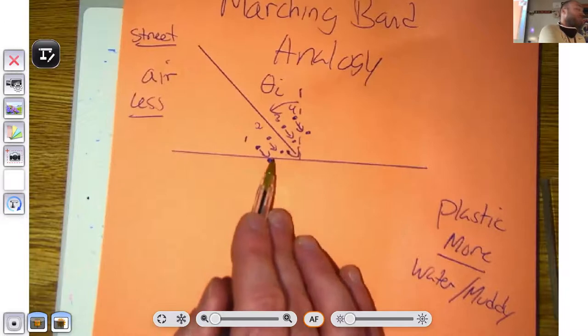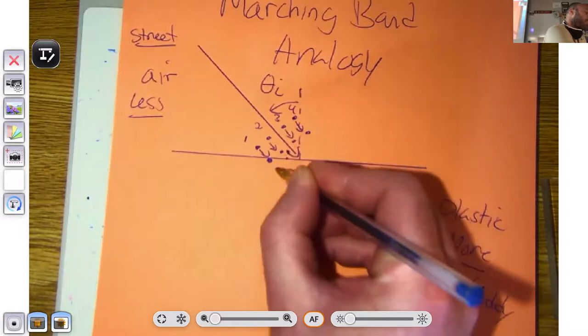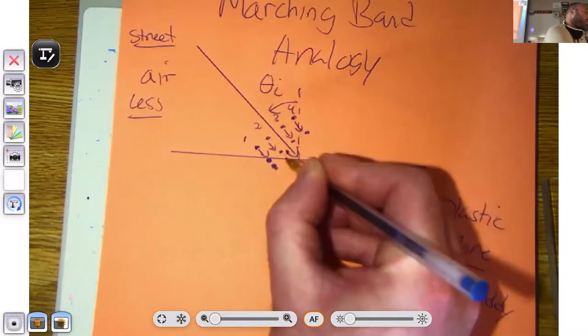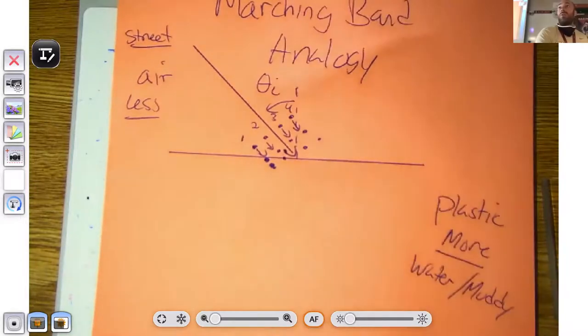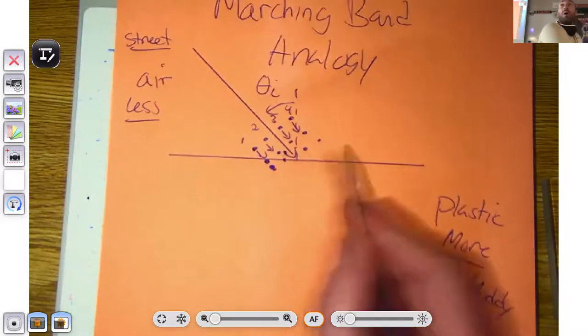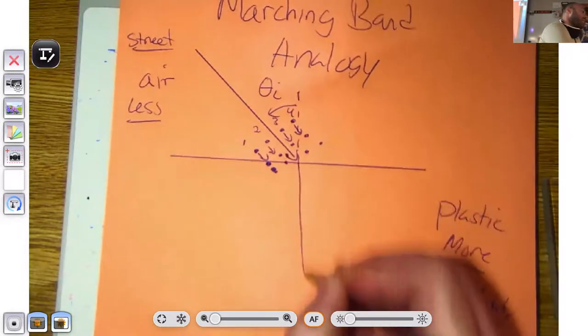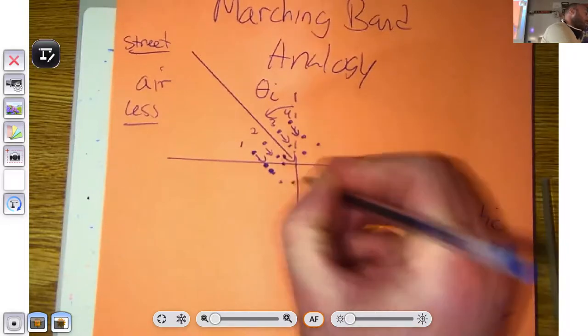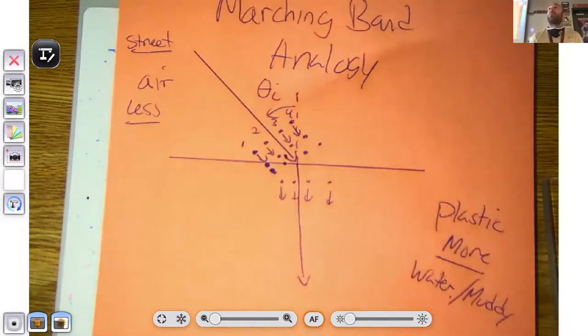So 1's going slower, then all of a sudden 2 will finally get to the boundary. But 1 has kind of slowed down by the time that 2 gets to that boundary. 3's still going fast, and 4's still going fast. So what happens is that as each one of these marchers gets to the boundary, they slow down because they're in a more dense material. So they actually change their direction based on when those marchers actually get to that boundary condition.